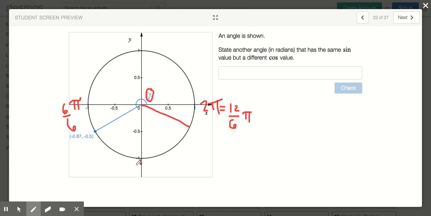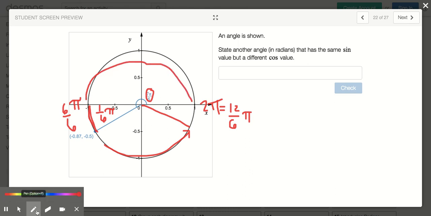Now, we know that the distance from here to here, from 6 over 6 pi to 7 over 6 pi, is 1/6 pi. Okay, and we know that because 6 over 6 plus 1 over 6 is going to give us 7 over 6. Now, we want to find the distance from here all the way around to here. So it should stop right here, okay? So we're going to include everything that we had previously.